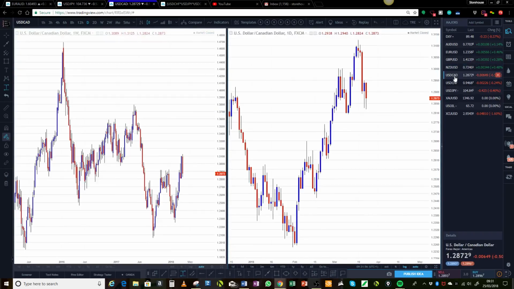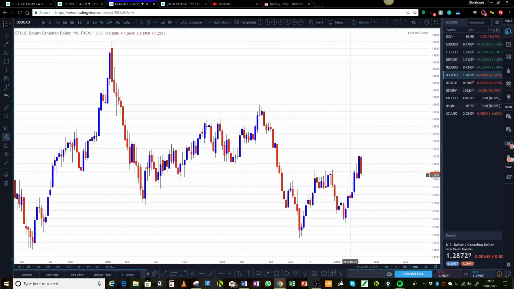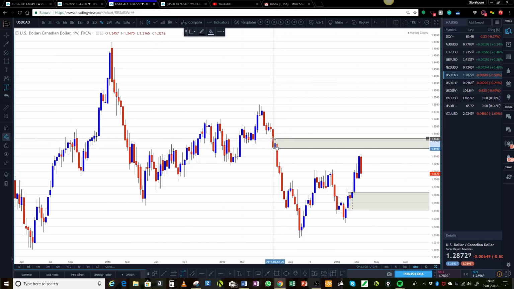Going to the US dollar Canadian, let's take a look. Okay, so we're having a push up now. We're forming demand zones in there. So we're obviously creating demand zones now. We're making that, and we've got supply above us. So we've had an immediate return into this area.